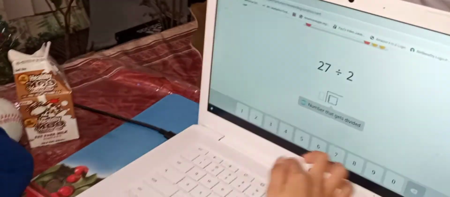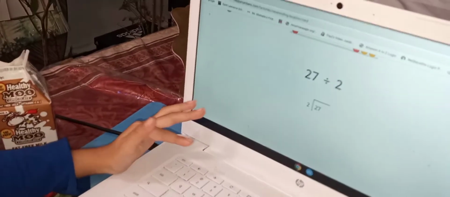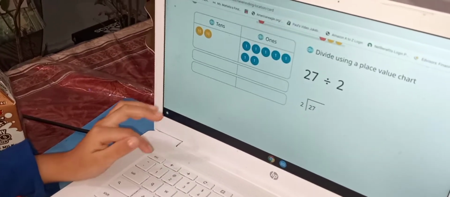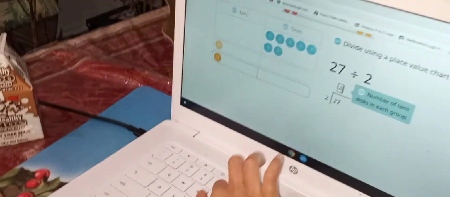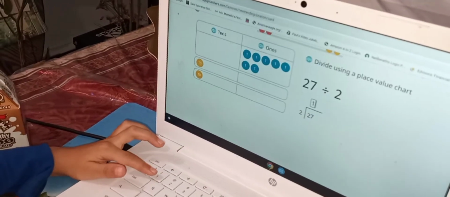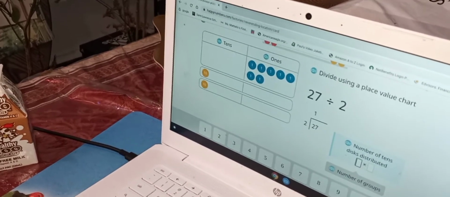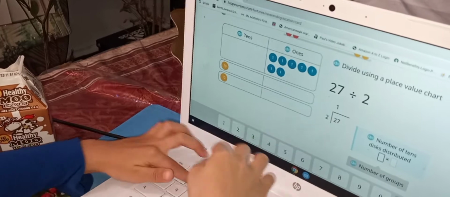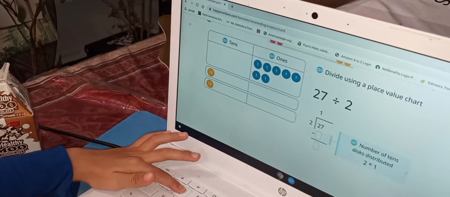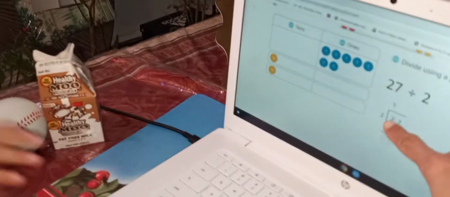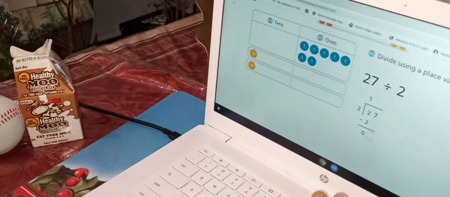Alright, 27 divided by 2. The number that gets divided is 27, and your divisor is 2. Now, first number, the 2 tens. 2 divided by 2 is 1. Now, 2 times 1 or 1 times 2. What's the answer? And then 2 minus 2 equals 0. Now you work on the 7. You bring down the 7.